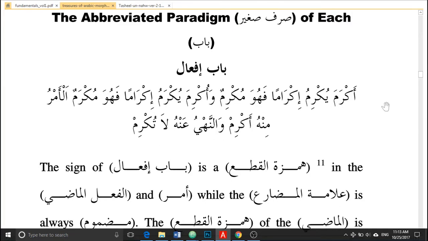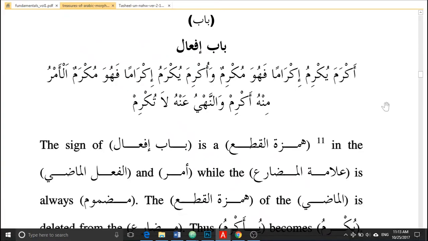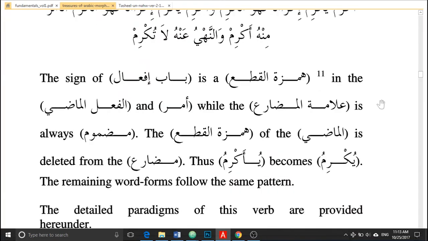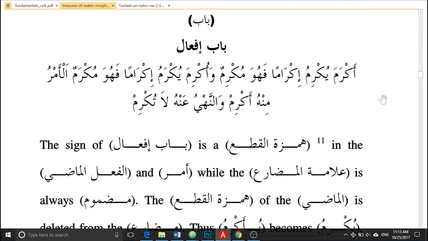So I hope you understand. This is a little bit probably confusing because of the way it is put together. So remember, try to study them. At least memorize this. Memorize the whole thing if you can. At least memorize the three: akrama, yukrimu, ikraman. But you have to know it is from Bab If'al, because if it is from Bab If'al, you will understand the meaning that it's making someone do something.